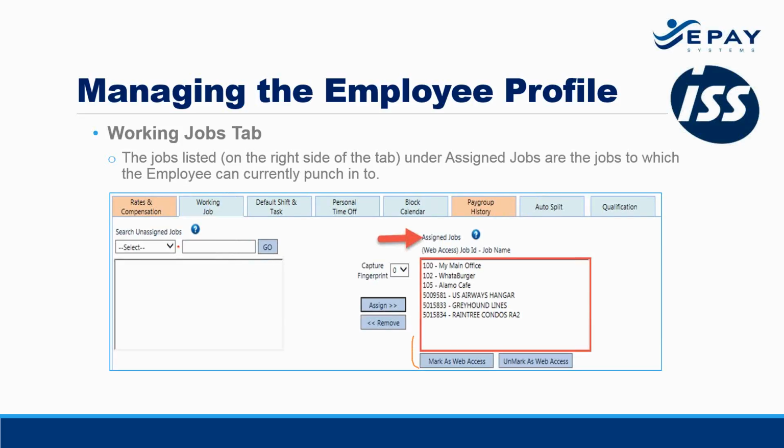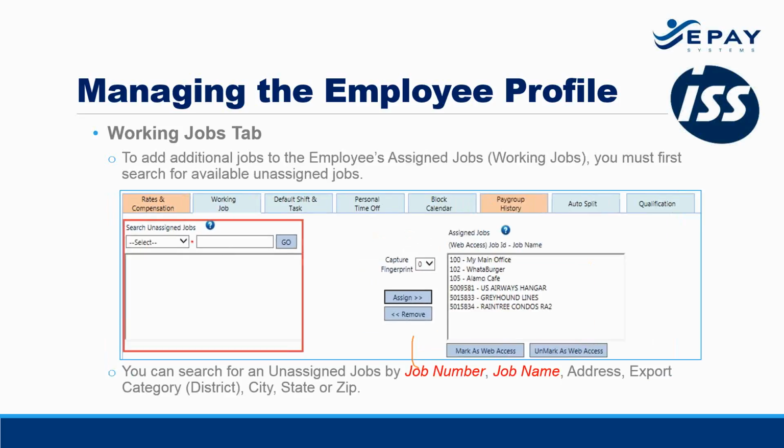Now, the left-hand side of the screen is where you can actually go through and kind of determine if you need to add jobs. You can go through here and search for any unassigned jobs by job number, by job name, and I put those in red because those are the ones you typically use. But you can also search by address, export category, which is the district, the city, state, or zip.